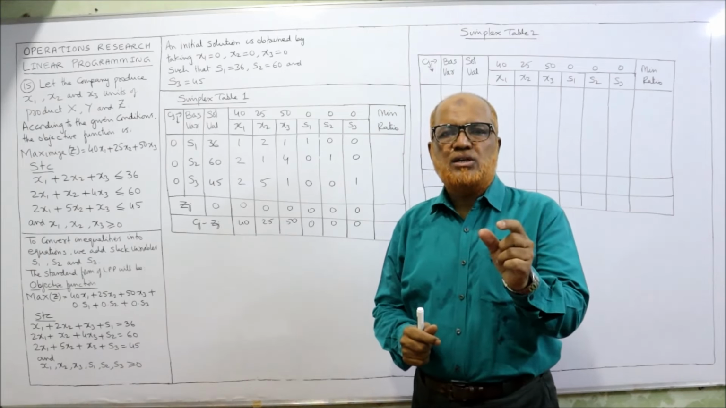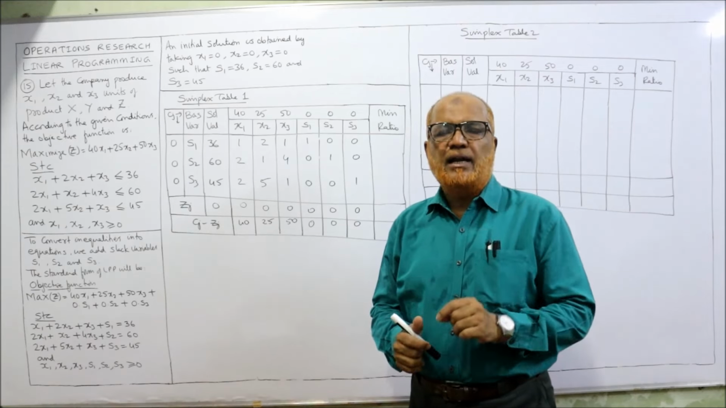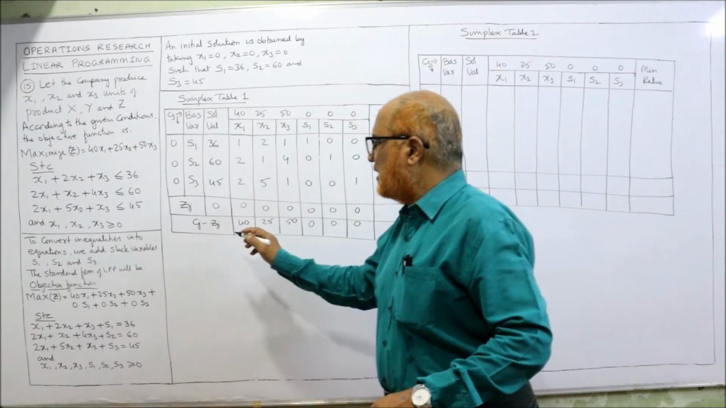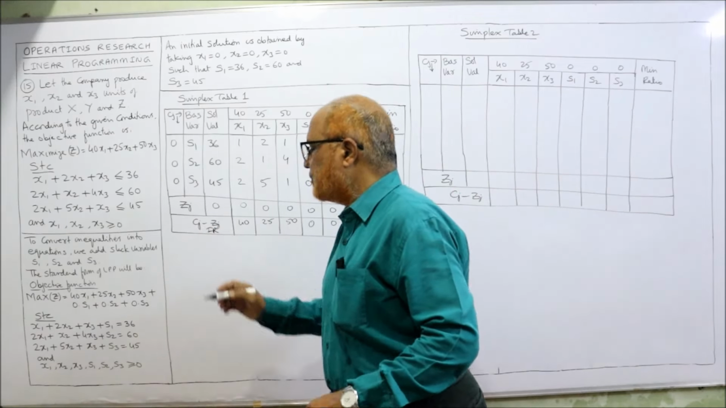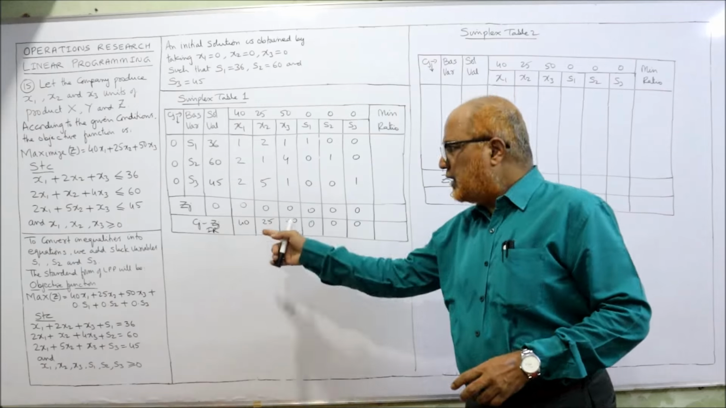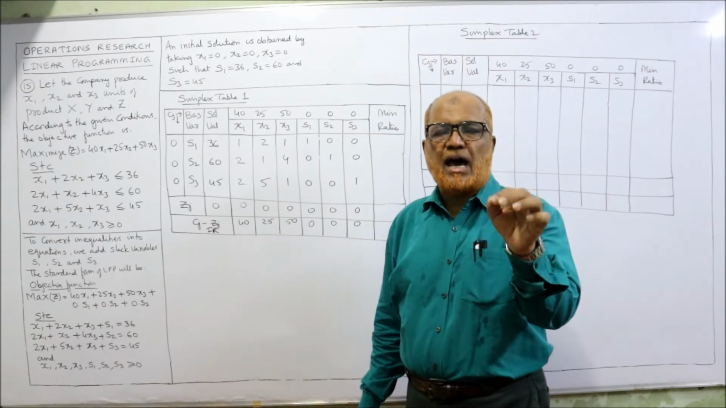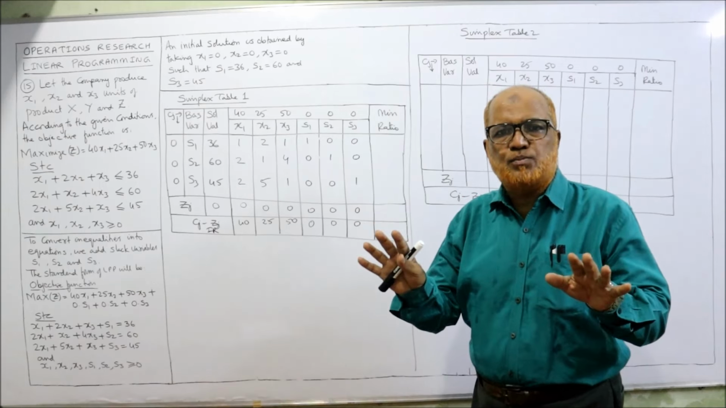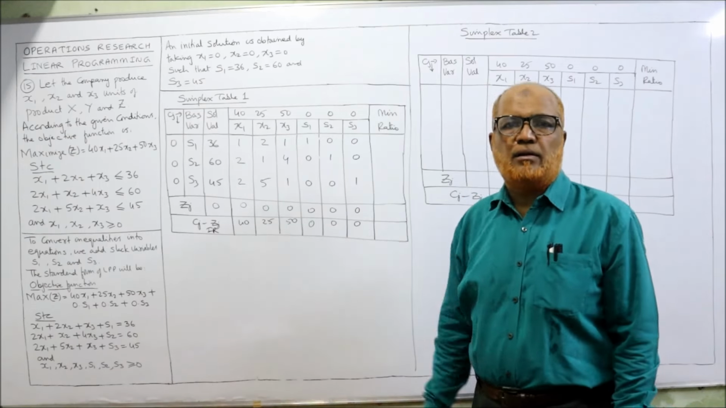For a maximization problem, all the index row elements should be zeros and negatives. This is the index row. There should not be any positive. If there is a positive, we have to make another table, right?